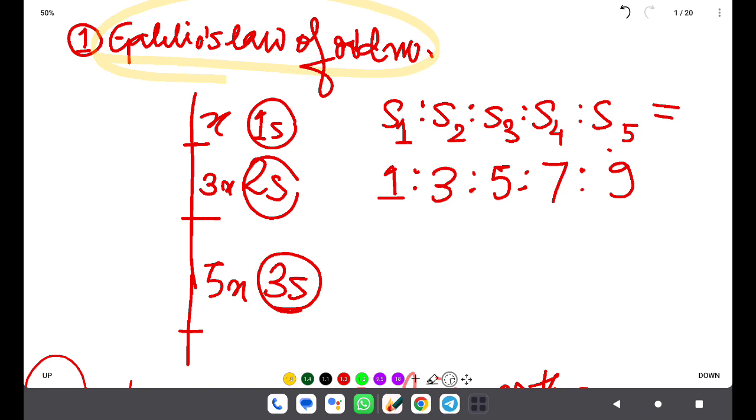The first trick, or you can say a law which will help you a lot, is Galileo's law of odd numbers.